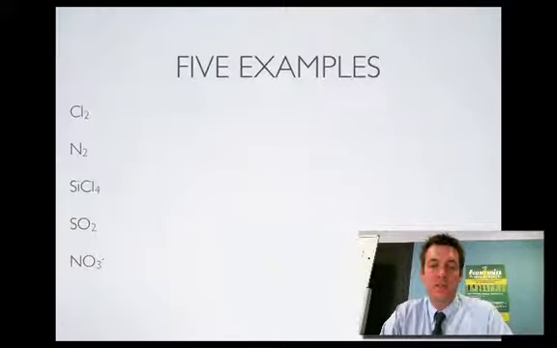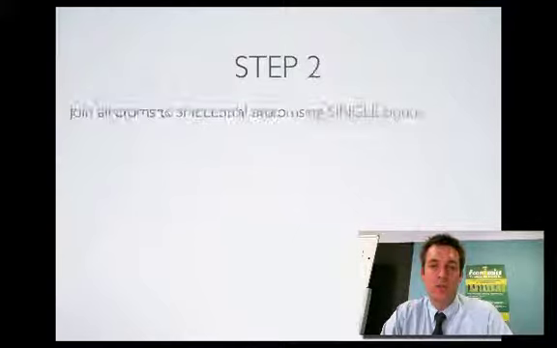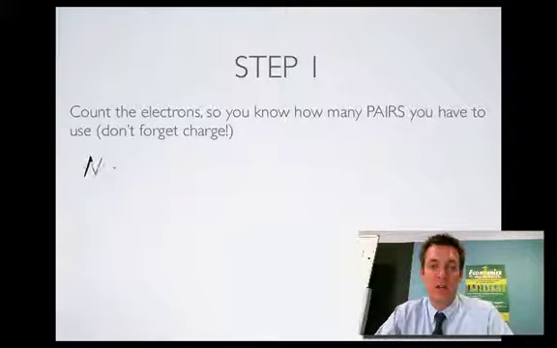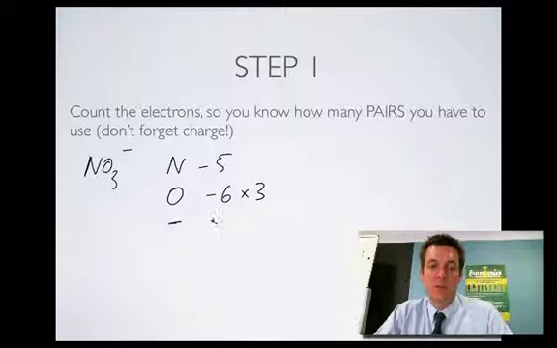And the final example was NO3 minus, the nitrate ion. This one's got a charge, which we haven't dealt with yet. So NO3 has a minus charge. Nitrogen is in group 5, oxygen in group 6, but we've got 3 oxygens, and we've got a negative charge, so there's another 1 electron. Add them all up, and you get 24, so that's 12 pairs.